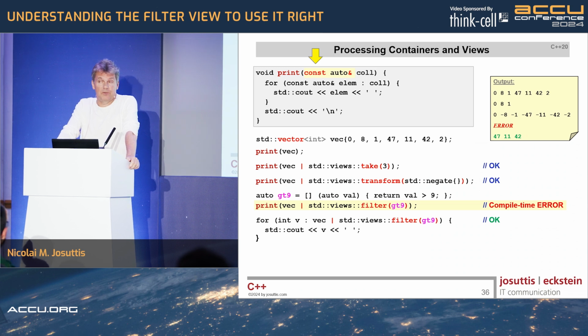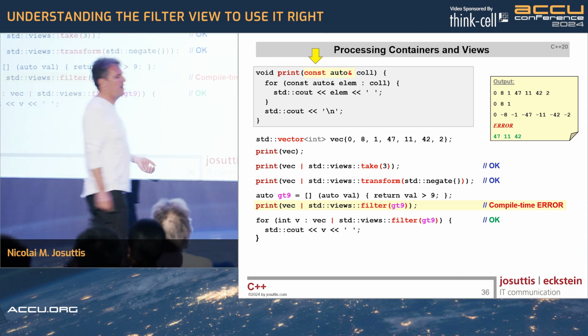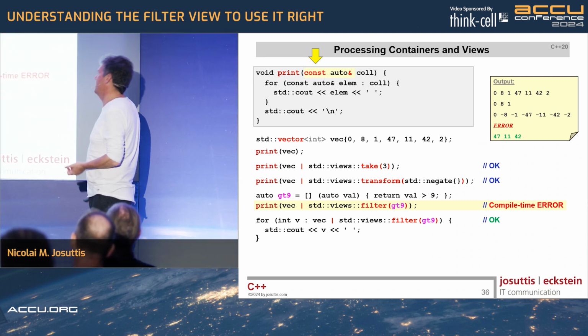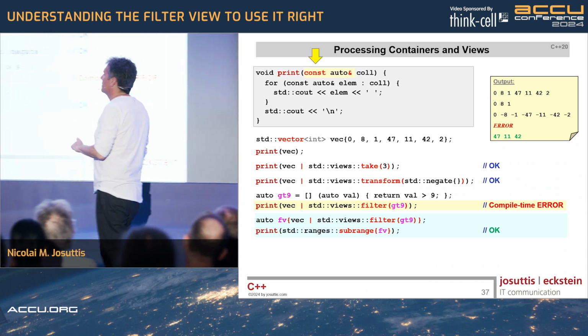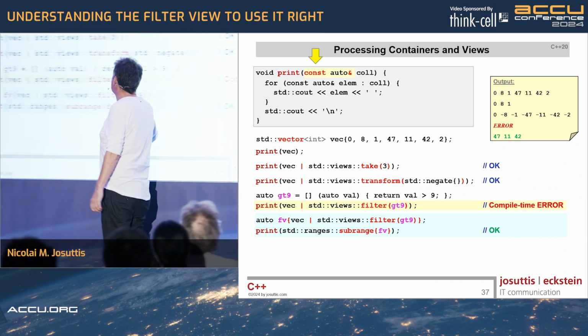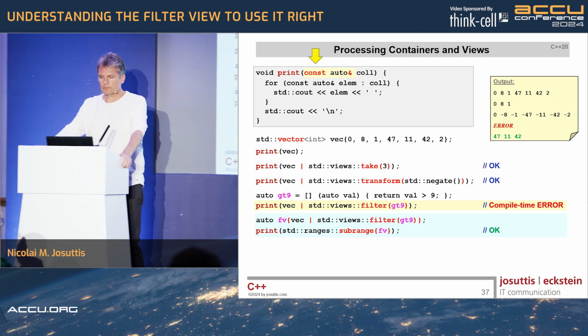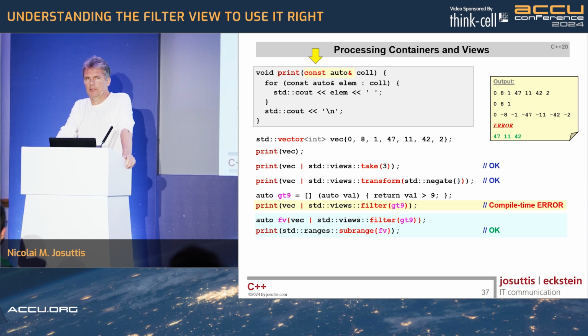So, and then you need a workaround. How do you deal with that situation? There are a couple of ways to deal with that situation. Let's just for fun go through some of them. So you can say, let me define this filter view, and then pass this filter view to a subrange.